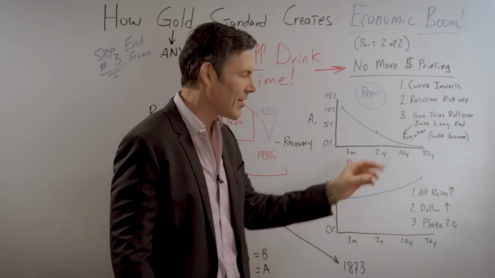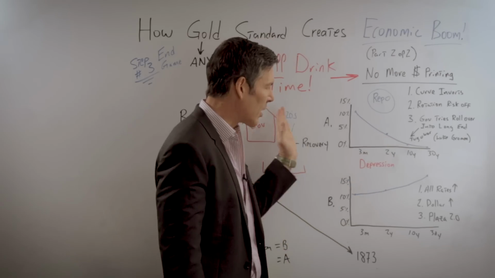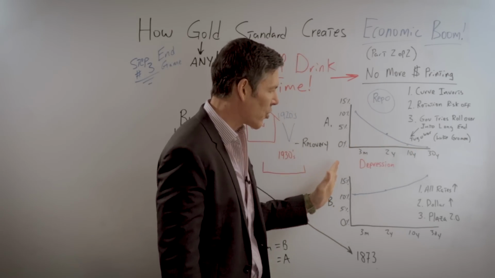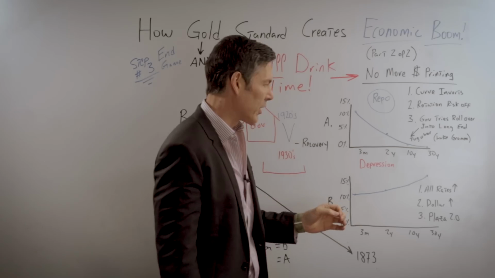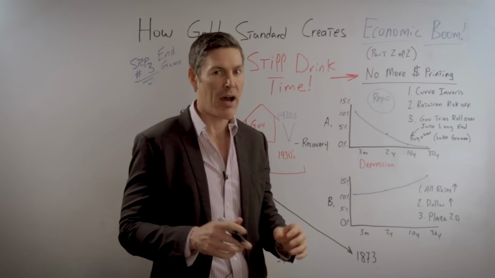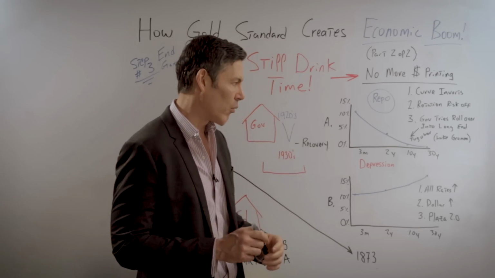But that creates kind of this tug of war between the government selling at the long end of the curve and the market trying to buy at the long end of the curve. There's so many cross currents here that it's just impossible to predict exactly what would happen.